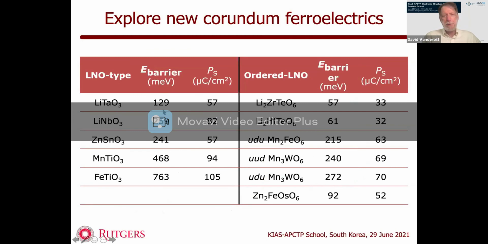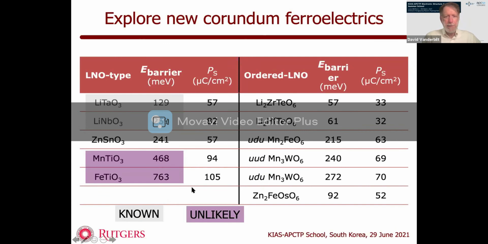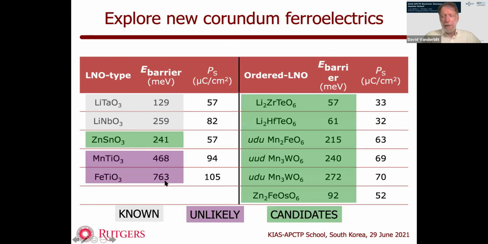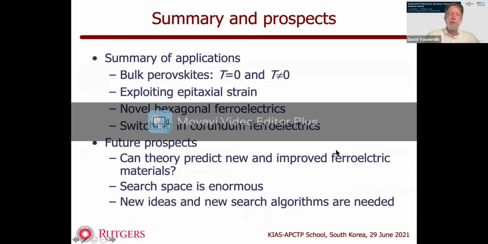reversal. Again, this was part of a larger study where we studied other materials that were not known to see if we could find others that had small barriers. So in this set of materials, the first two were previously known. These are unlikely because the barriers are too large, but we found some candidates here where the energy barriers are comparable to lithium niobate. And they have good polarization. So again, these are new candidate ferroelectrics.